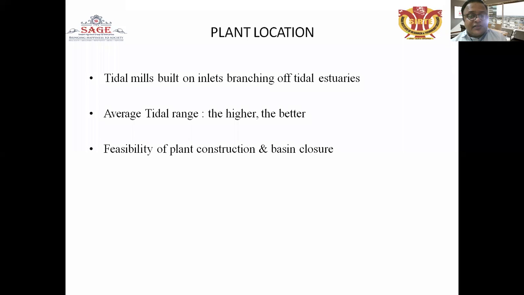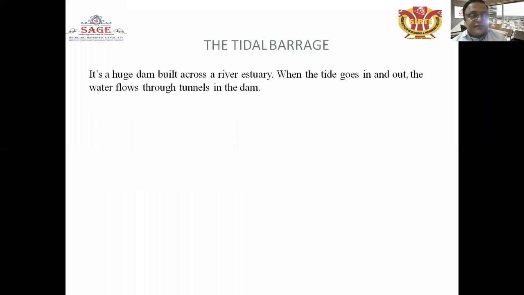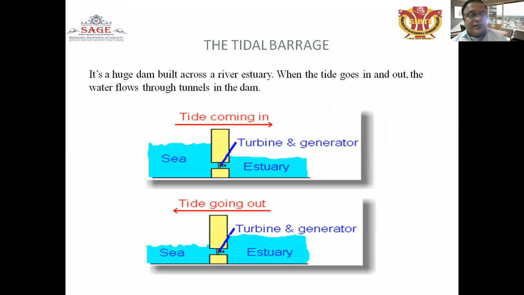Visibility of the plant constructions and the basin closures. Environmental consequence: it is a huge dam built across a river estuary. When the tides go in and out, the water flows through tunnels in the dam. When the tide comes in from the sea, the turbine generator produces tidal power. It is the same when the tide is going out.